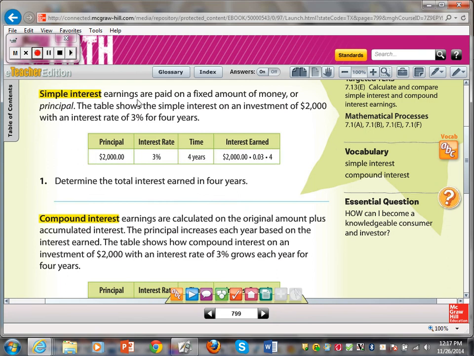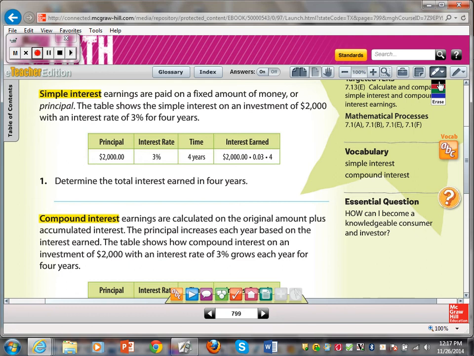Simple interest earnings are paid on a fixed amount of money or principal. The table shows the simple interest on an investment of $2,000 with an interest rate of 3% for 4 years. Okay, so you're like, I don't understand any of this, right? So let's think of it this way.